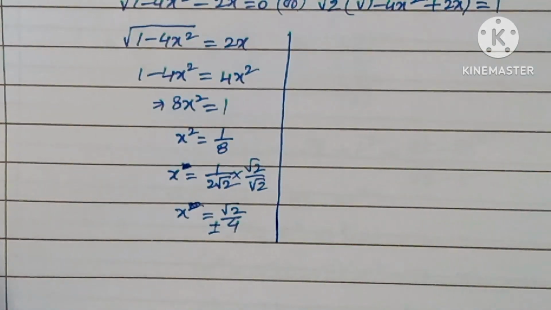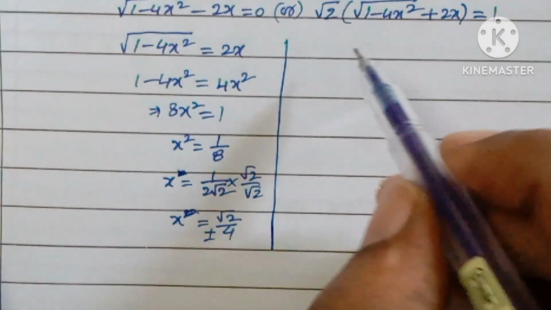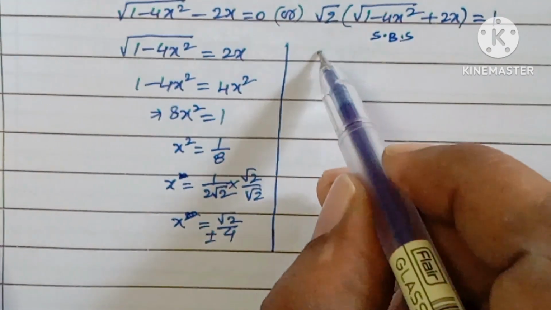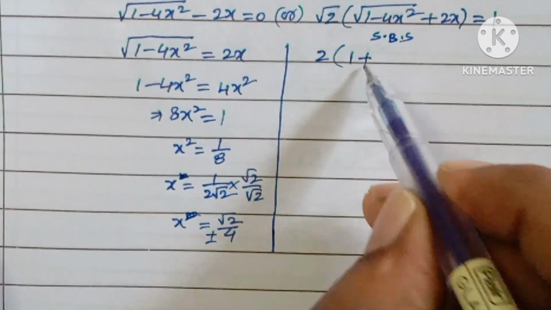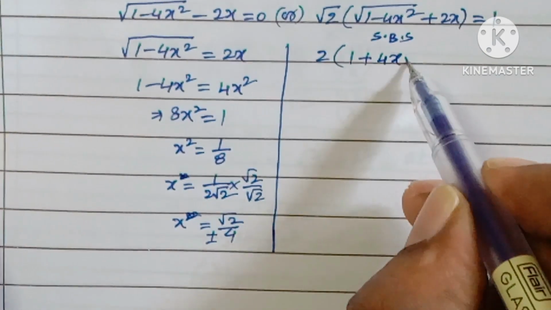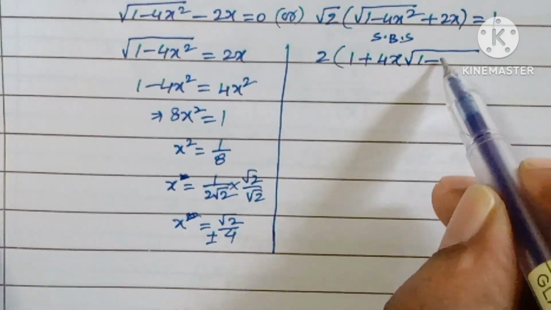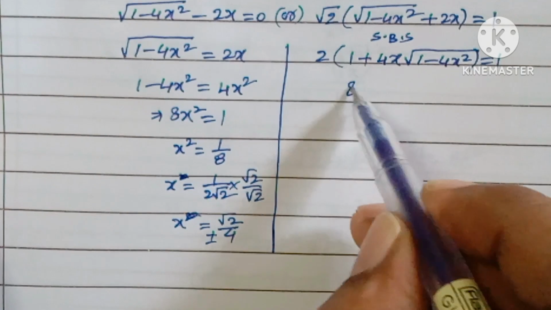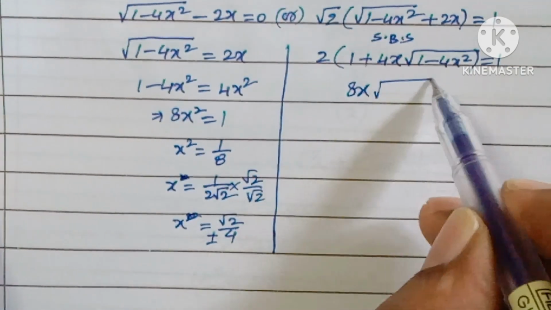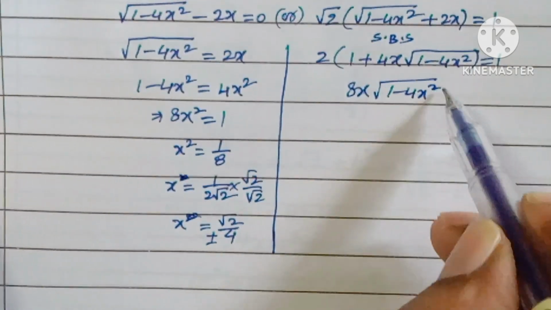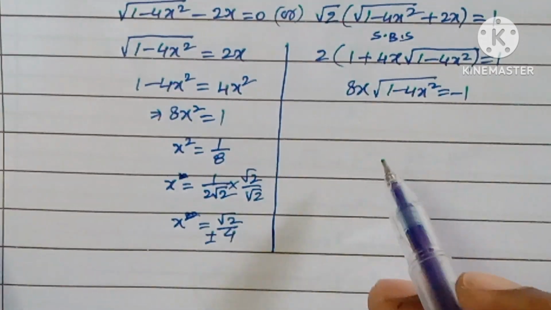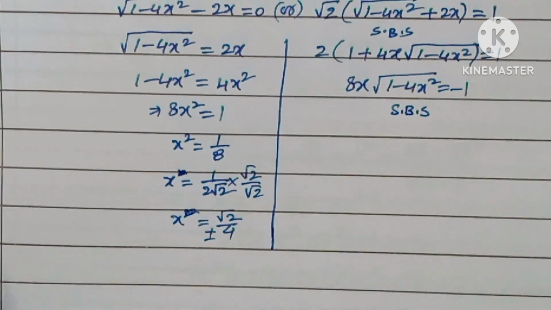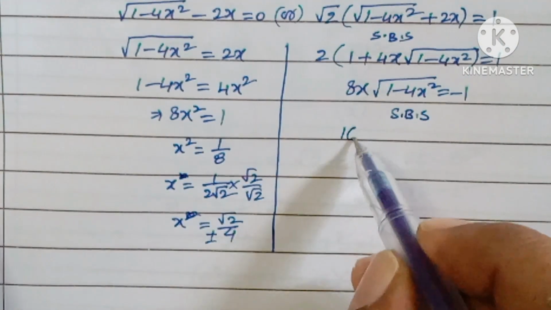Now if you go to the second case, here also squaring on both sides. So 2 into (1 plus 4x) into root of (1 minus 4x square) equal to 1. Now here you'll get 8x root of (1 minus 4x square) equal to minus 1. Again, squaring on both sides, what will you get here?